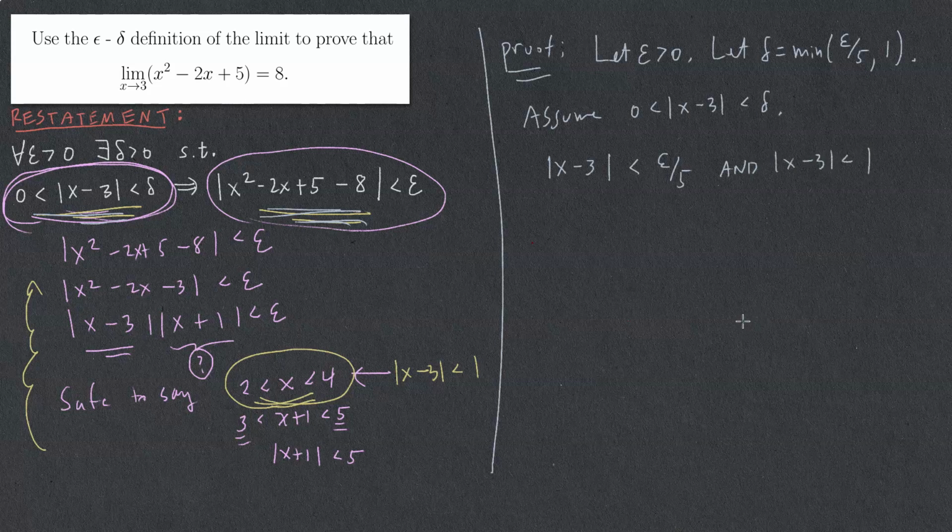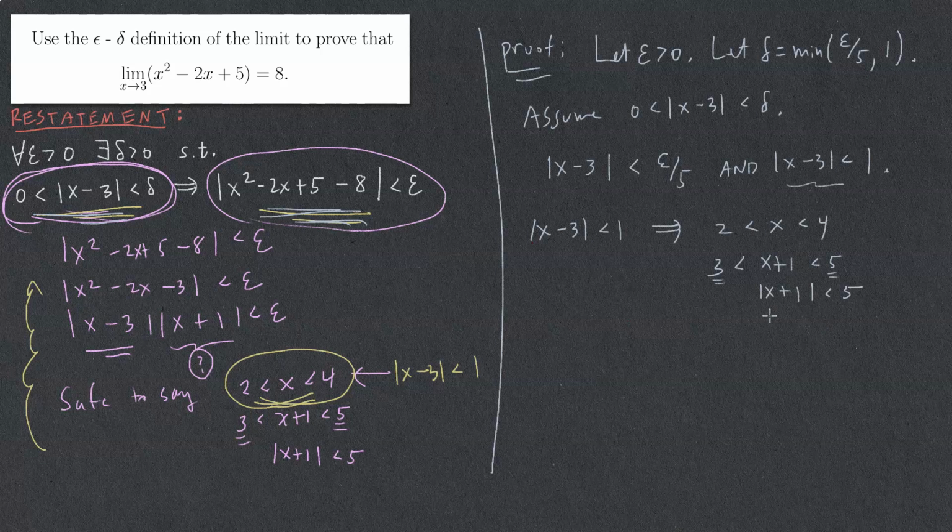Okay, well, those two inequalities actually kind of say two different things. Let's look at them one at a time. This inequality, what does that mean? Well, if x minus 3 is less than 1, then what that really means is that x is between 2 and 4. Well, if x is between 2 and 4, then x plus 1 is between 3 and 5. And that means that the absolute value of x plus 1 is, comparing these numbers to each other, 5 being the bigger one, x plus 1 is less than 5 in absolute value.